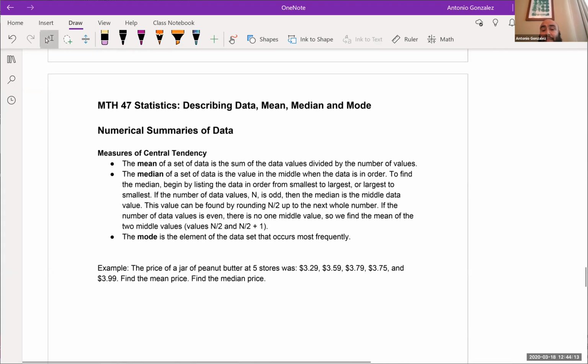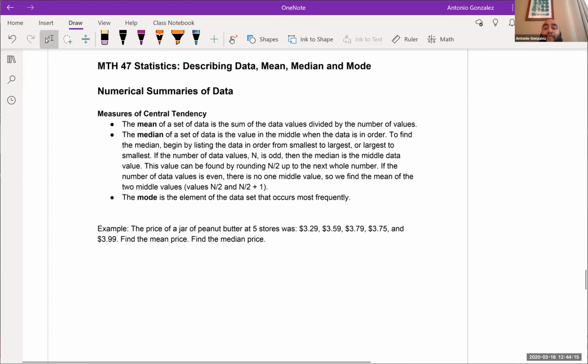numerical summaries. So far, what we've done is we had data, and then we organized it in a visual way.